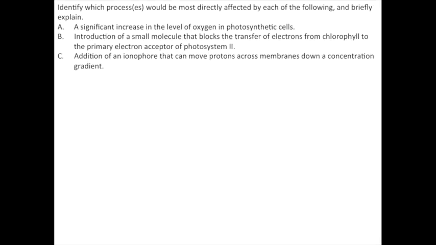This tutorial is going to walk you through how to approach this question from the photosynthesis practice problems. If you haven't read it over yet, please pause the video now and take a minute to read the question, then come back to see how we're going to approach this one.